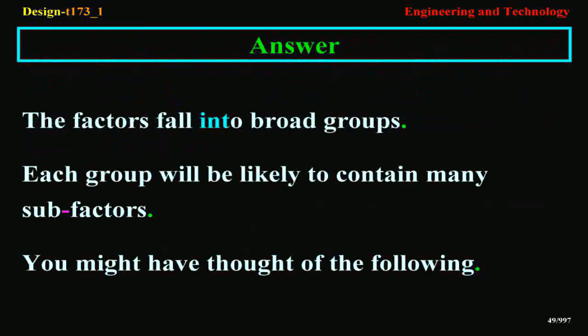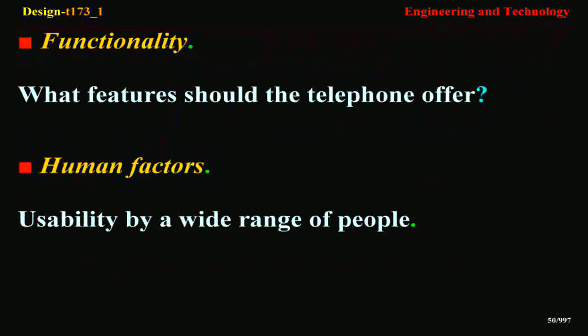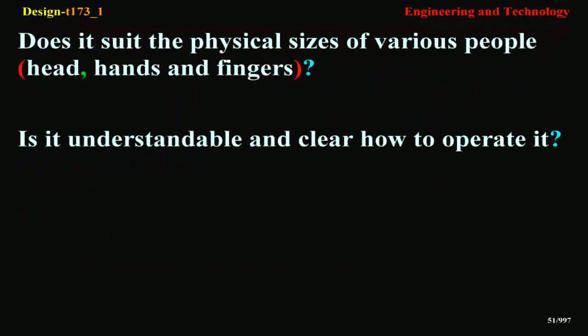Answer. The factors fall into broad groups. Each group will be likely to contain many sub-factors. You might have thought of the following. Functionality: what features should the telephone offer? Human factors: usability by a wide range of people. Does it suit the physical sizes of various people, head, hands and fingers? Is it understandable and clear how to operate it?